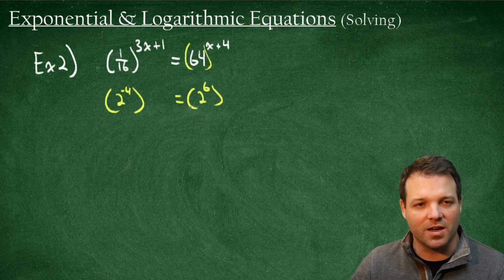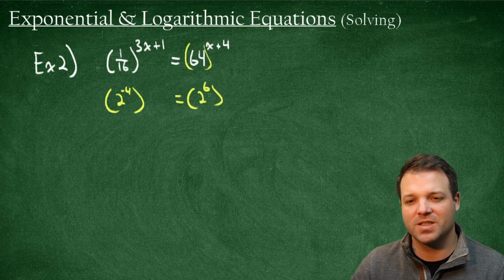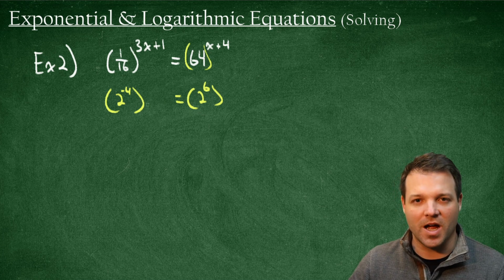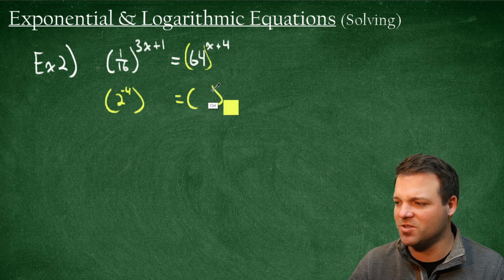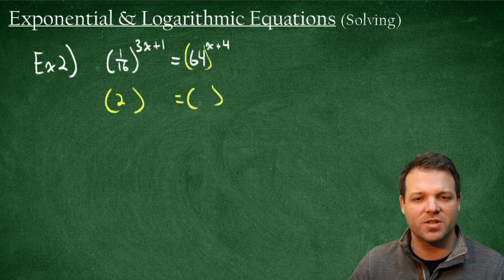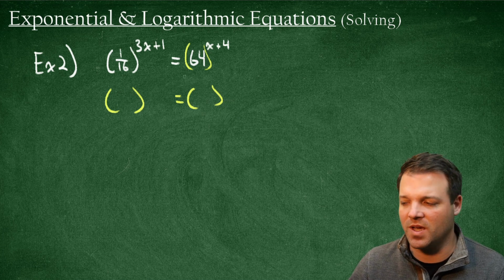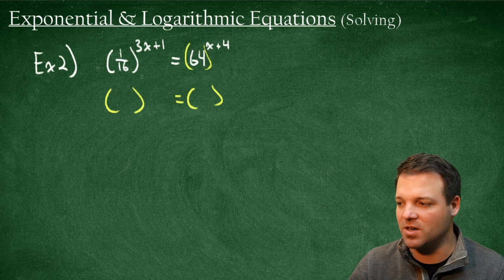Now, I'm actually not going to use 2 to the negative 4th and 2 to the 6th because there are other options for bases that will make these numbers smaller, essentially. And so I'm always going to do that if I can. You will end up with the same exact answer. It doesn't really matter which one you choose, but I'm just trying to make it easier.